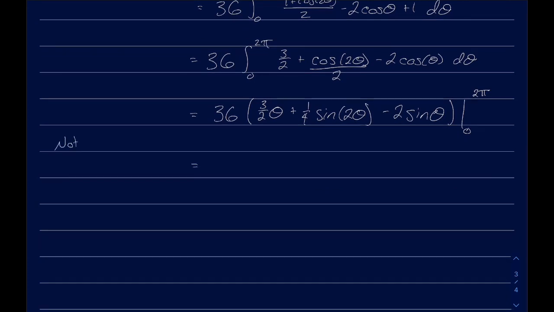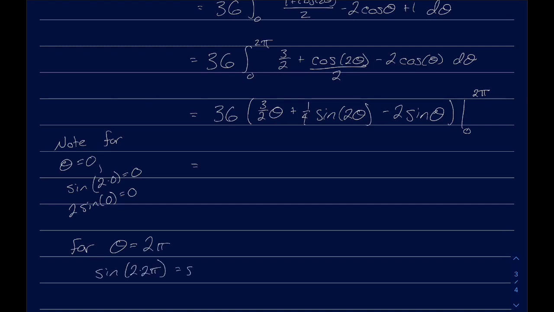Now we could plug everything in at this point, and we would have to do a lot of writing and a lot of work. But when theta is 0, everything is 0, so we can just ignore the 0 part. And then when theta is 2 pi, the sines vanish. So what we end up getting is 36 times 3 halves times 2 pi, which ends up being 108 pi. So I'll leave the rest of the steps of the integration here.